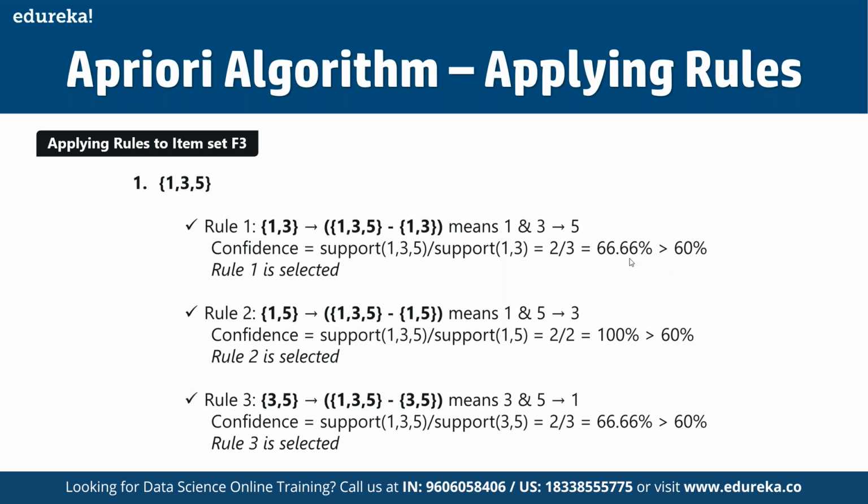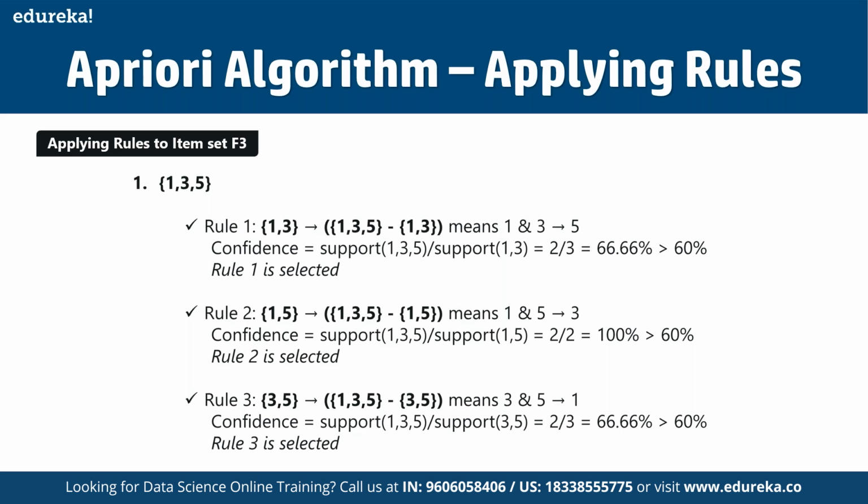So here rule 1 is going to be selected, and in rule 2 we have 1, 5 resulting in 1, 3, 5 minus 1, 5. That means if someone is purchasing 1 and 5, then they have a good possibility of going for 3 as well. For finding the confidence, we divide the support of 1, 3, 5 by the support of 1, 5. That's 2 by 2, which translates to 100%, much greater than 60% as well.